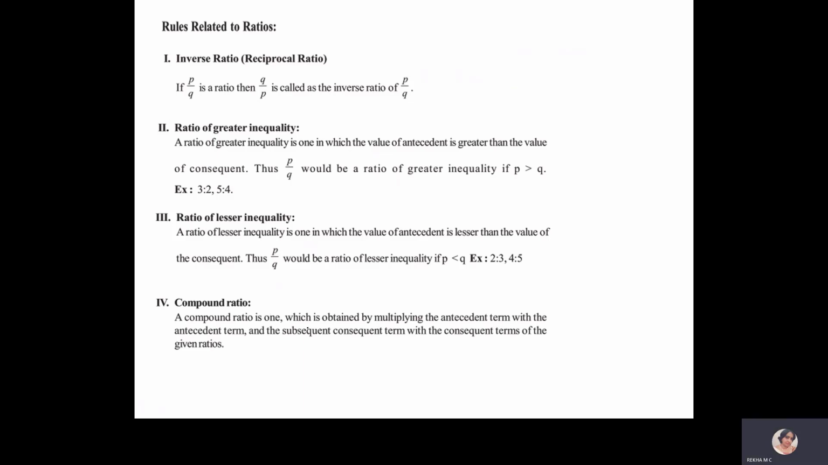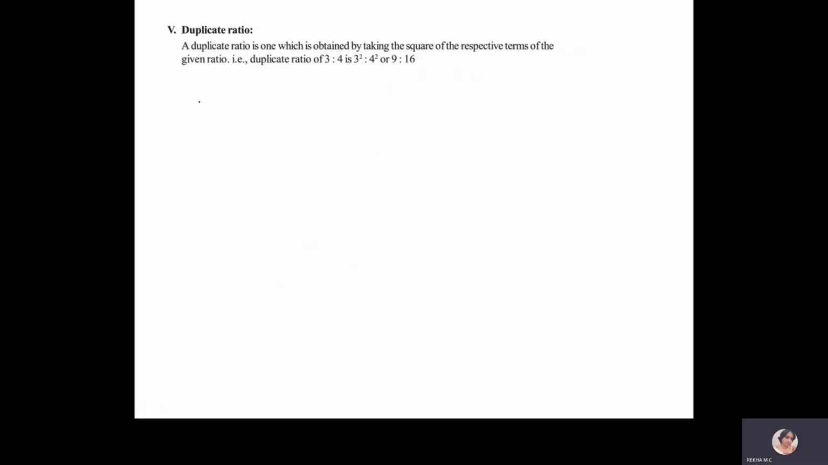Compound ratio. A compound ratio is one which is obtained by multiplying the antecedent terms with the antecedent terms and the consequent terms with the consequent terms of the given ratios. Next is duplicate ratio. A duplicate ratio is one which is obtained by taking the square of the respective terms of the given ratio. That is, the duplicate ratio of 3 is to 4 is 3 square is to 4 square or 9 is to 16.